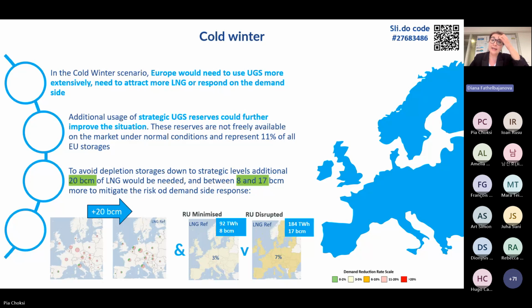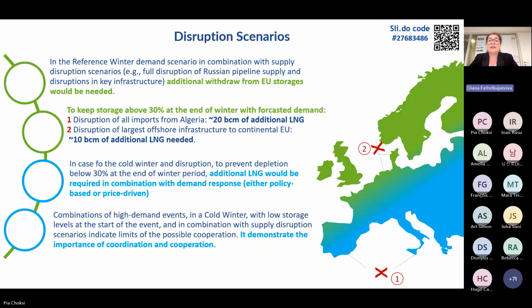And on the next slide, please. Here, as I mentioned earlier, in this winter outlook edition, we included the infrastructure disruption scenarios. In the reference winter demand scenario, combined with the supply disruption scenarios, it is a full disruption of Russian pipeline supply and disruption in infrastructure. So in this case, additional withdrawals from EU storage would be needed.